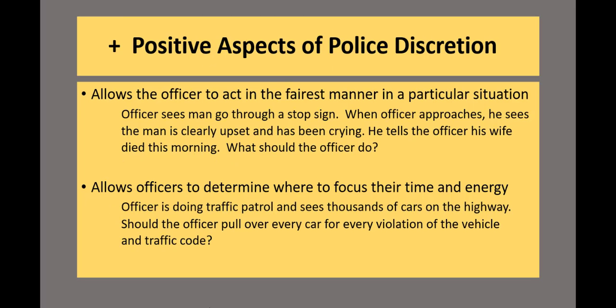So there's positive aspects of police discretion. One is it allows officers to act in the fairest manner in a particular situation. So for example, officer on patrol sees somebody drive through a stop sign. They pull them over. As they're approaching the car, they see the driver's clearly upset. He's been crying. His face is red. He looks really sad. He says to the guy, "What's going on?" He says, "My wife died this morning."